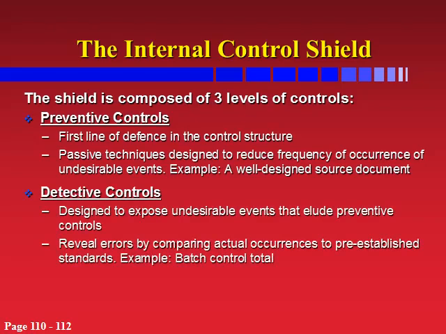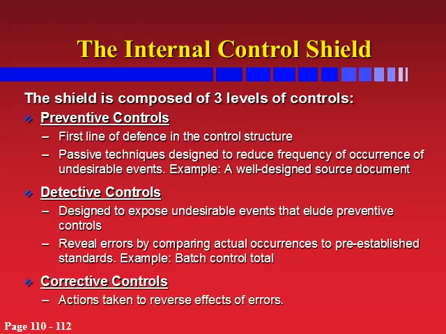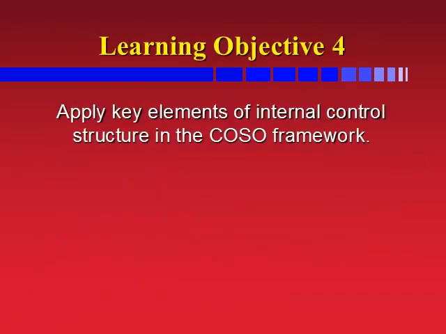Now, if an undesirable event gets past a preventive control, the detective control is designed to expose it as a second line of defense. They reveal errors by comparing actual occurrences to pre-established standards. An example is the use of a batch control total. If the batch control total generated by the GL system is different from the manual total, it will reveal that the journal entries are not entered correctly. Finally, corrective controls will actually fix the problem. So the three levels of controls are preventive, detective, and corrective, or PDC for short. Hopefully you got that question correct.